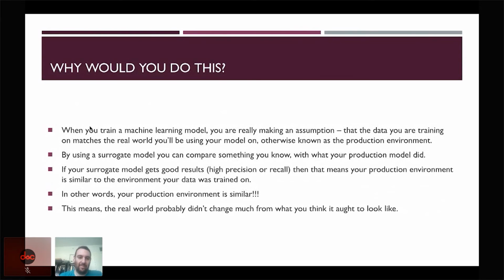So I've kind of said already why you would do this. But basically, when you're training a machine learning model, you're really making an assumption that the data you're training the model on matches the real world. And if it doesn't, then your model's no good. It's garbage. So this is the fundamental operation in machine learning: you want to make sure that your model is consistent over time and is able to predict consistently.